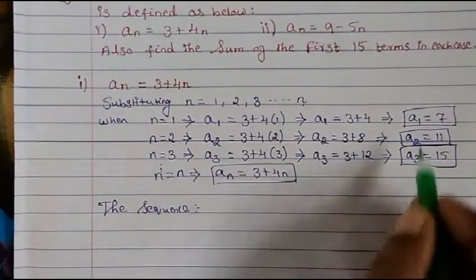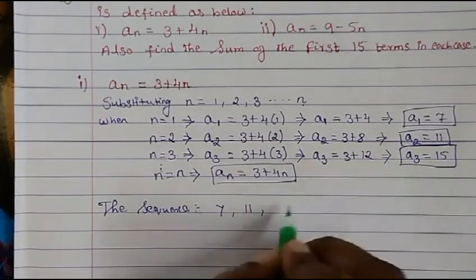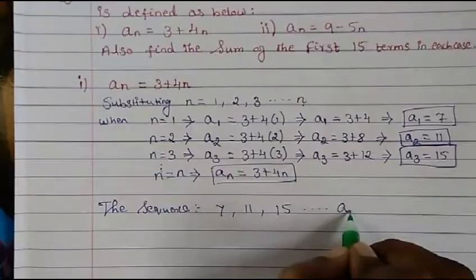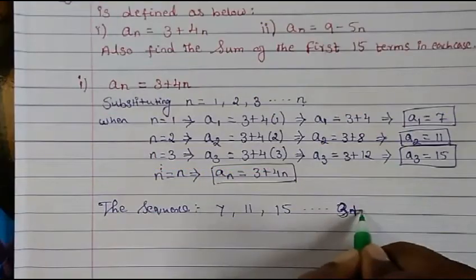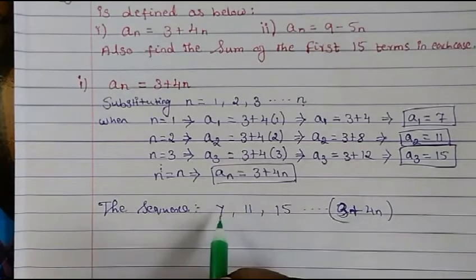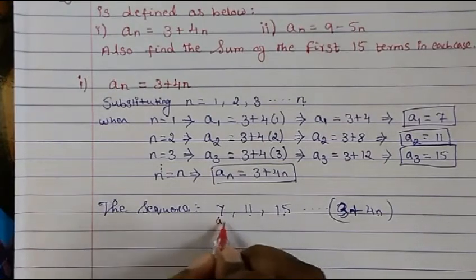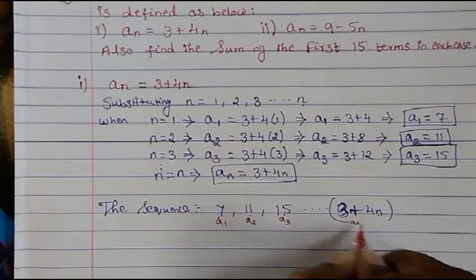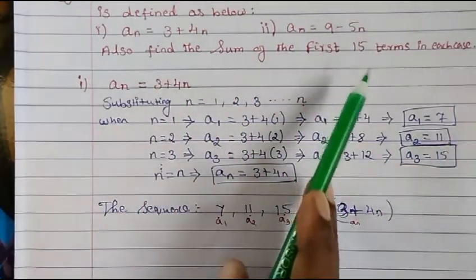The sequence that we got is a1 is 7, a2 is 11, a3 is 15, and so on, and an we got is 3 plus 4n. So we consider a1, a2, a3, and this is an. Now we have to check whether this is an AP or not, because we have found the sequence. We have to confirm whether it is an AP or not. If it is an AP, then only we can go on to find the sum of the first 15 terms.